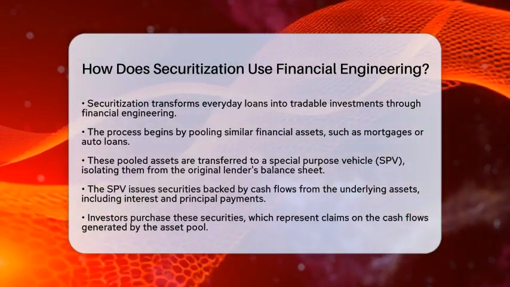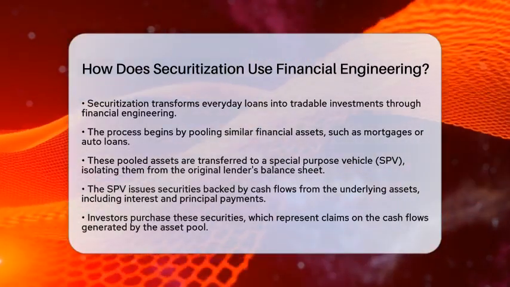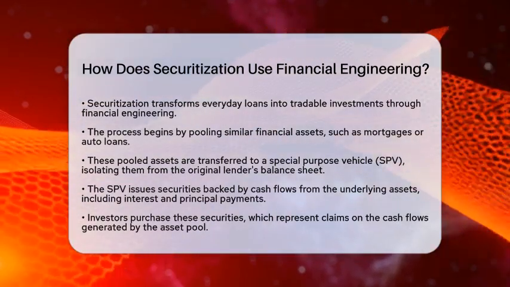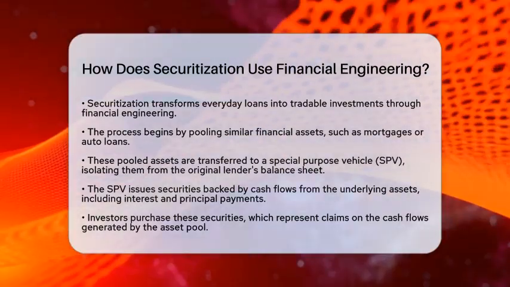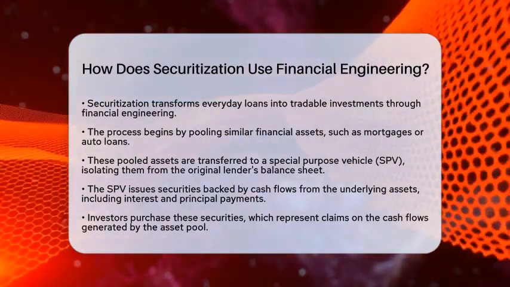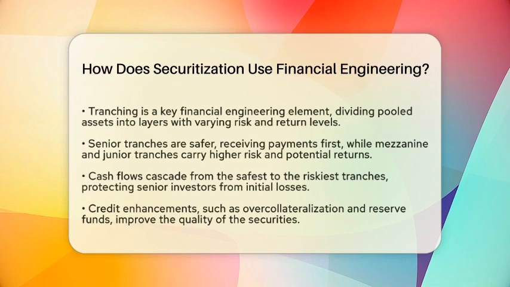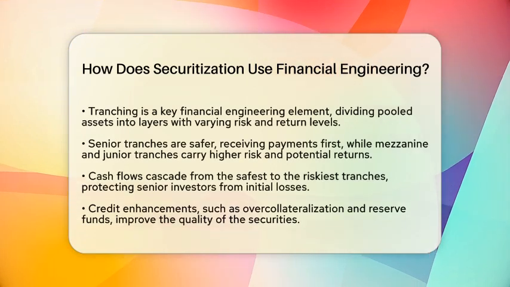Now, here's where the magic happens. The special purpose vehicle issues securities that are backed by the cash flows from the underlying assets. These cash flows include interest and principal payments. Investors can then buy these securities, which represent a claim on the cash flows generated by the asset pool.